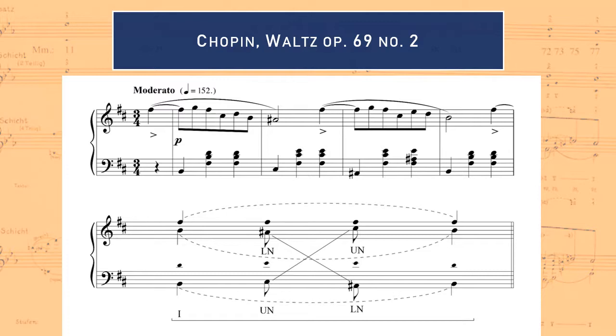Notice the voice exchange of these upper and lower neighbors between the bass and alto parts. In this case, the 5 chords in measures 2 and 3 are neighbor note chords rather than harmonic dominants. We could recompose the waltz so that the 5 chords in measures 2 and 3 appear in root position.